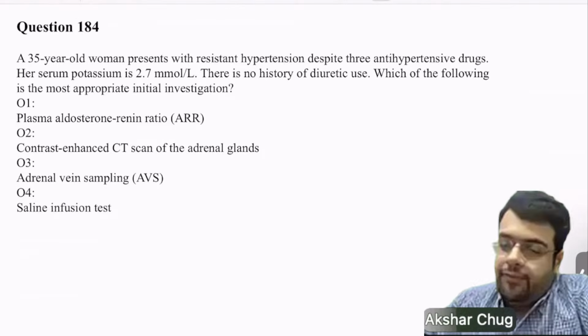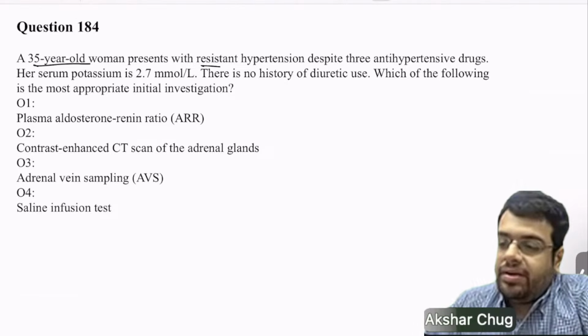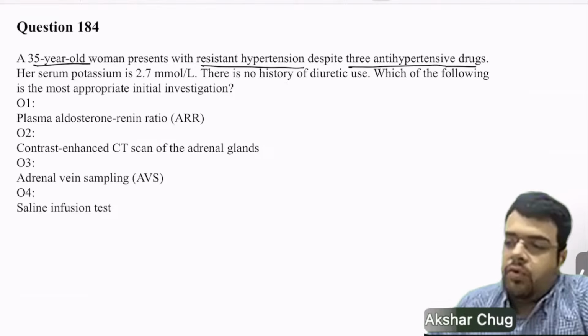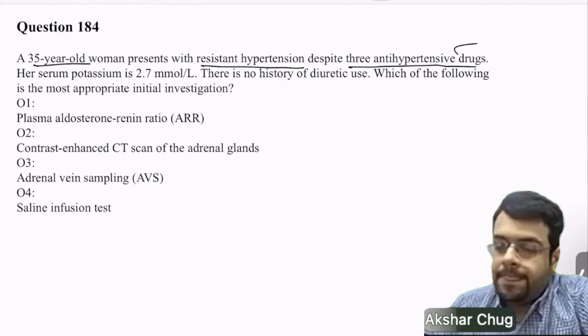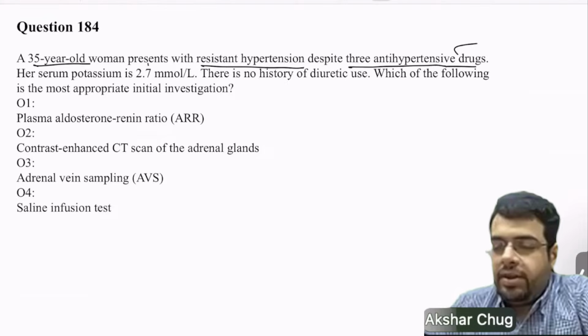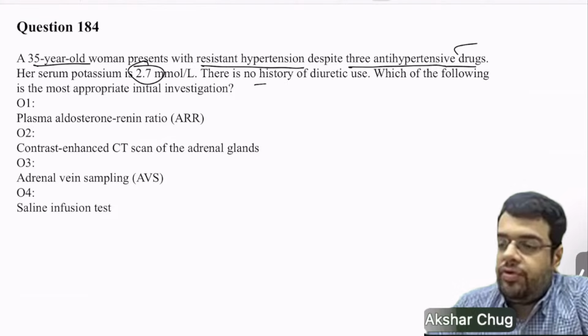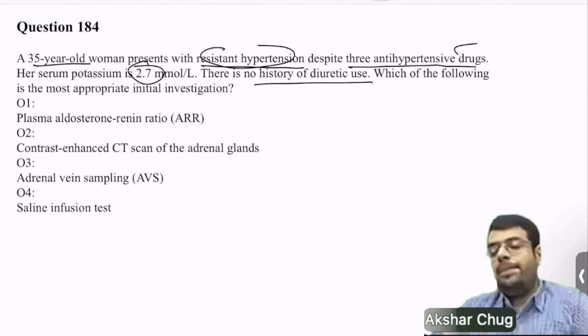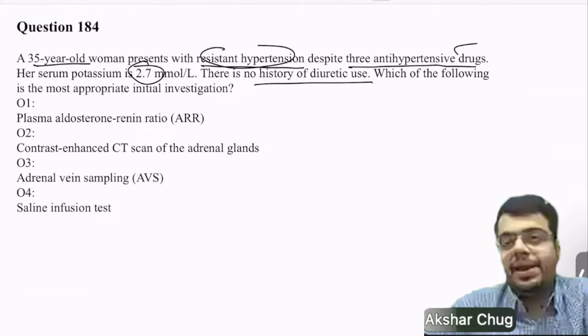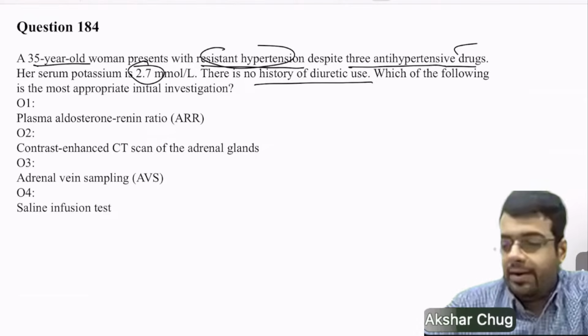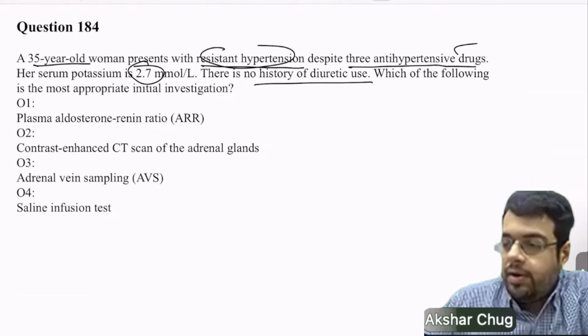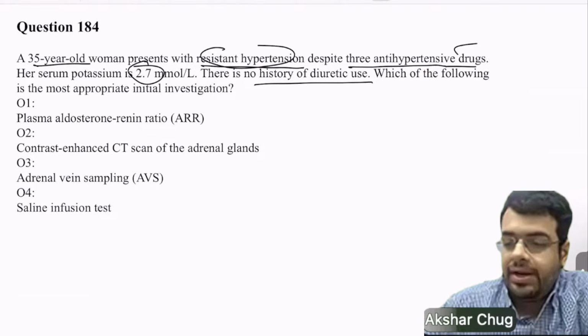Question 184. A 35-year-old woman presents with resistant hypertension despite 3 antihypertensives, out of which one should be a diuretic, right? Her serum potassium is 2.7, so hypokalemia. There is no history of diuretic use. Okay, strange, because before calling a patient resistant hypertensive, there should be at least a trial of one diuretic. But anyways, let's read forward. Which of the following is the most appropriate initial investigation?